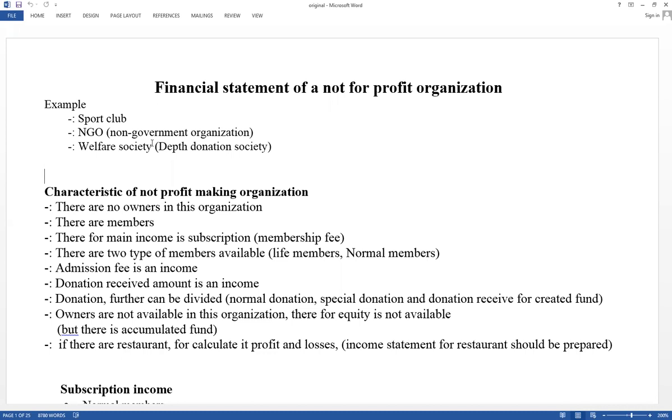Social activities. Main income, membership fee. But think about profit making organization, main income is sales. But in not-for-profit making organization, main income is not sales. Main income, membership fee, as well as donation, admission fees, those are the normal income available in the not-for-profit making organization. Right? First one, think about sport clubs.